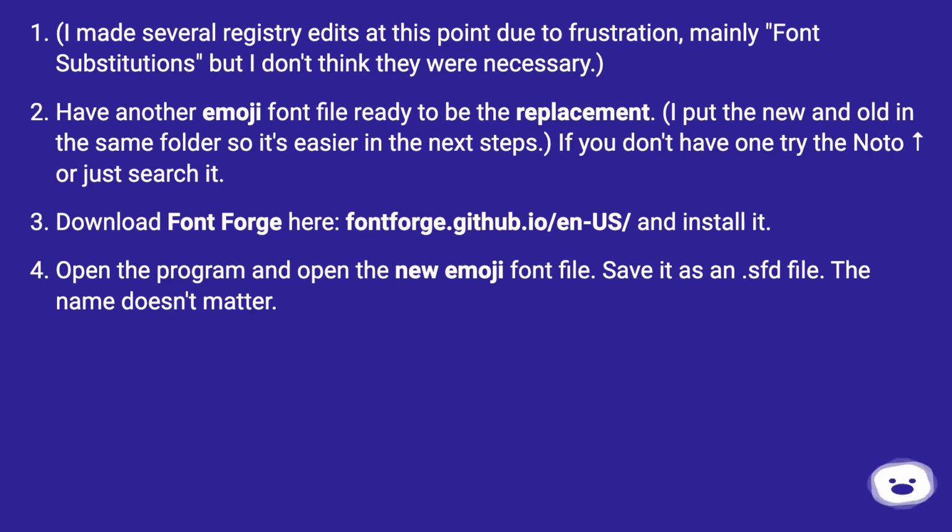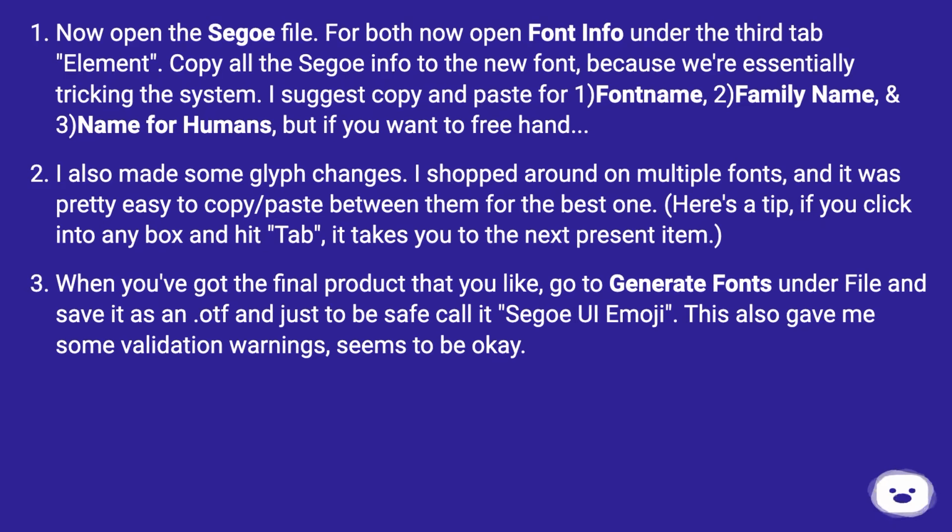fontforge.github.io, and install it. Open the program and open the new emoji font file. Save it as an .sfd file. The name doesn't matter. Now open the Segoe file. For both, now open Font Info under the third tab element. Copy all the Segoe info to the new font, because we're essentially tricking the system. I suggest copy and paste for 1) font name, 2) family name, and 3) name for humans, but if you want to go freehand, I also made some glyph changes.